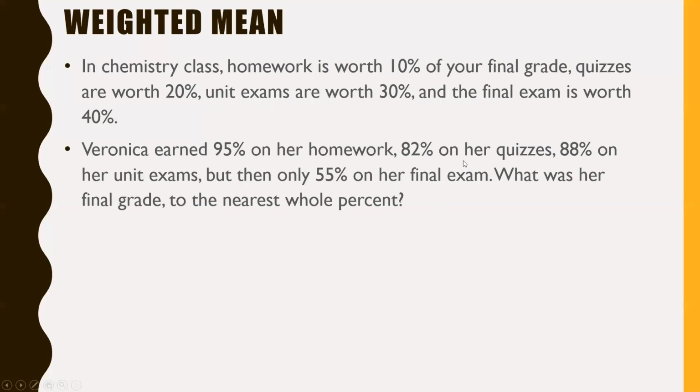All right, weighted mean. I'll read this one and then you can pause it. In chemistry class, homework is worth 10% of your final grade. Quizzes are worth 20%. Unit exams are worth 30%. And the final exam is worth 40%. Veronica earned 95% on her homework, 82% on her quizzes, 88% on her unit exams, but then only 55% on her final exam. What was her final grade to the nearest whole percent? Pause the video here, and now we'll go over it.